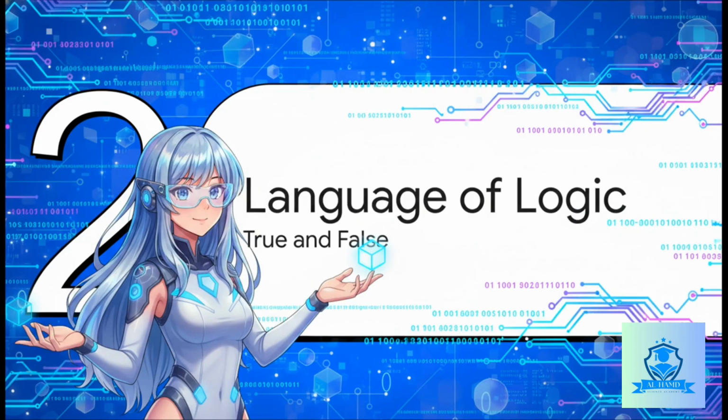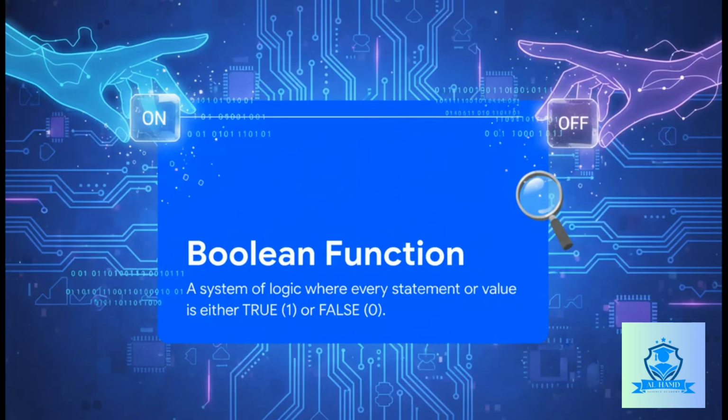Pretty basic, right? But how do you turn a light switch into a language? Well, that brings us right to our second section, the language of logic. The answer is something called a Boolean function. Now, don't let the fancy name scare you. It's actually super simple. It's just a system where every single value is either true or it's false. That's it. And we represent true with the number 1 for on, and we represent false with a 0 for off. This simple two-choice system is the entire language of computers.